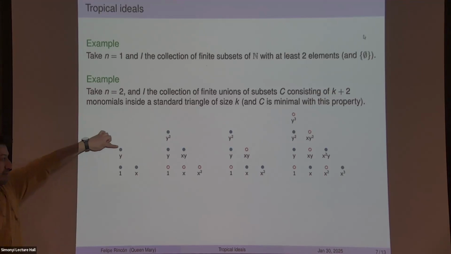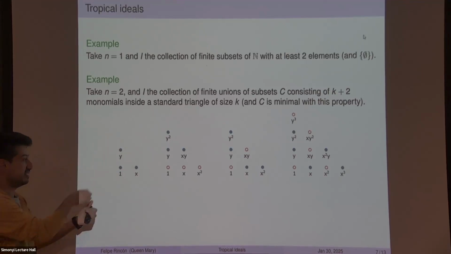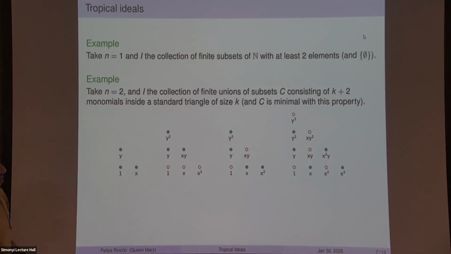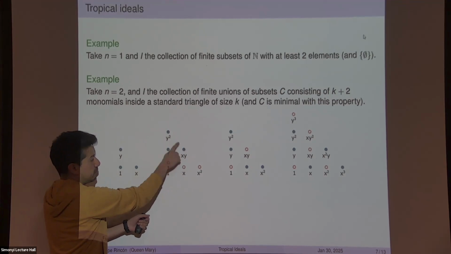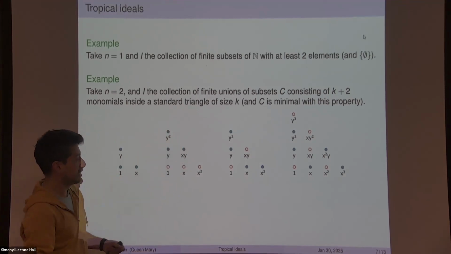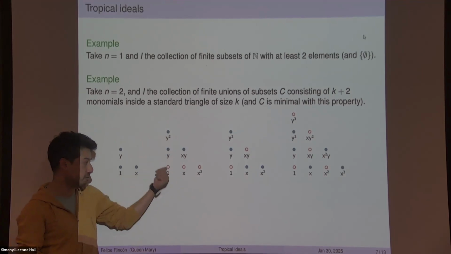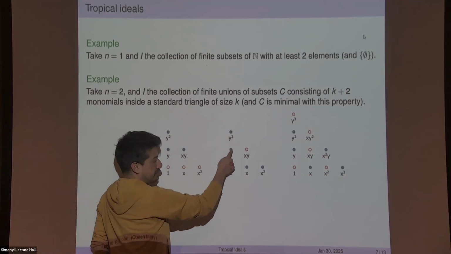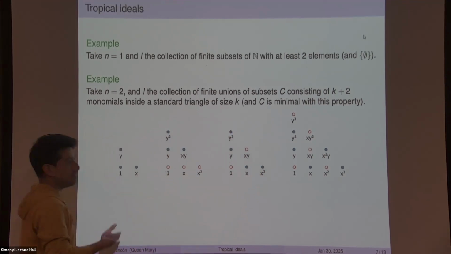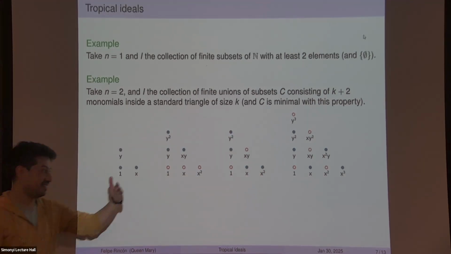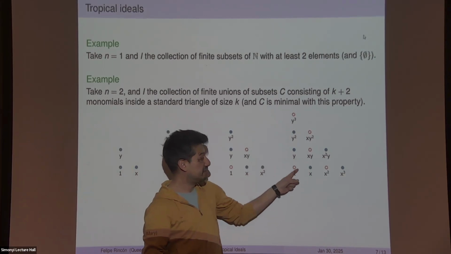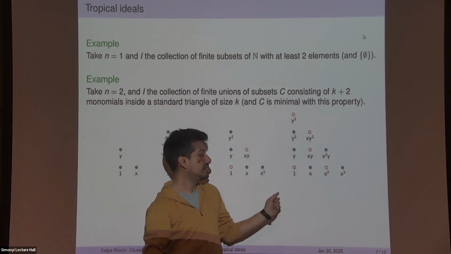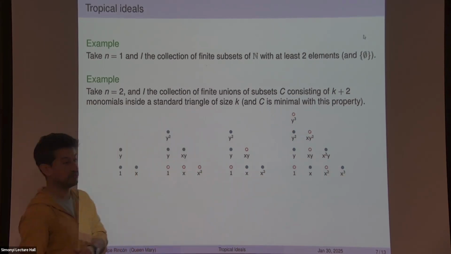For instance, if you have 3 monomials inside a triangle of size 1, like these 3, 1, x, and y, that's going to be a circuit of degree 1. Or here's another example of 3 monomials inside a triangle of size 1: y, xy, and y squared. There are 3 inside a triangle of size 1, so I'm going to put that as a circuit of my matroid in degree 2. Here are 4 monomials inside a triangle of size 2: k plus 2 monomials inside a triangle of size k. That's a circuit. Or here's another example of a circuit, but this one is now in degree 3. These are 5 monomials inside a triangle of size 3. So this is another example of something I want to put in my collection, and so on.